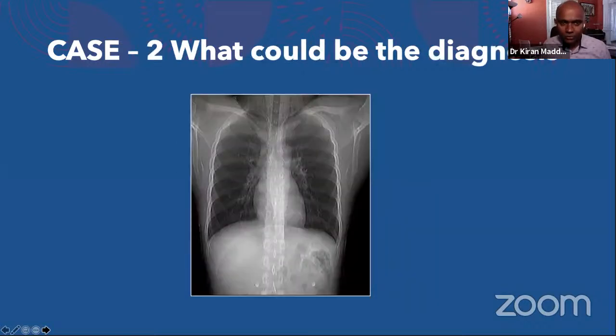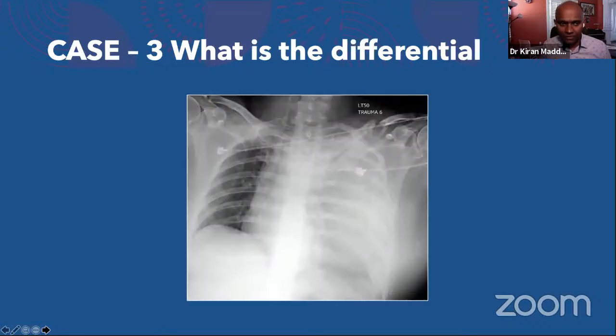And case 2, what could be the diagnosis in this patient? A little bit tricky one. Unless you have seen so many radiographs, it is difficult to pick up. This is an obvious one, but here I want you to make a list of the differential diagnosis. When you see a patient with opacification of the entire left hemithorax, what comes to your mind? What is going on?